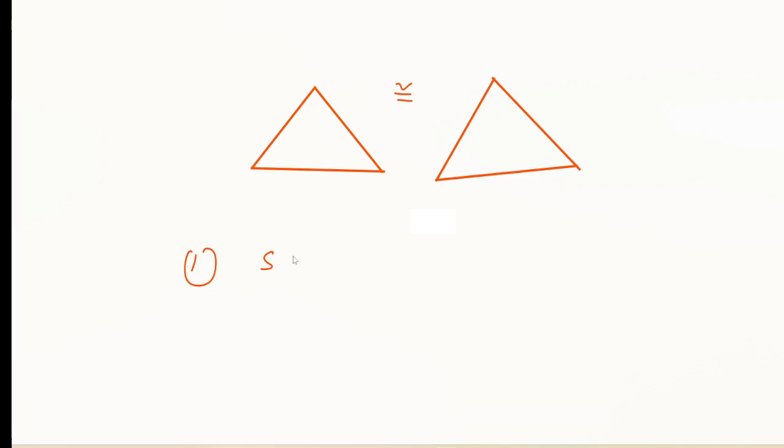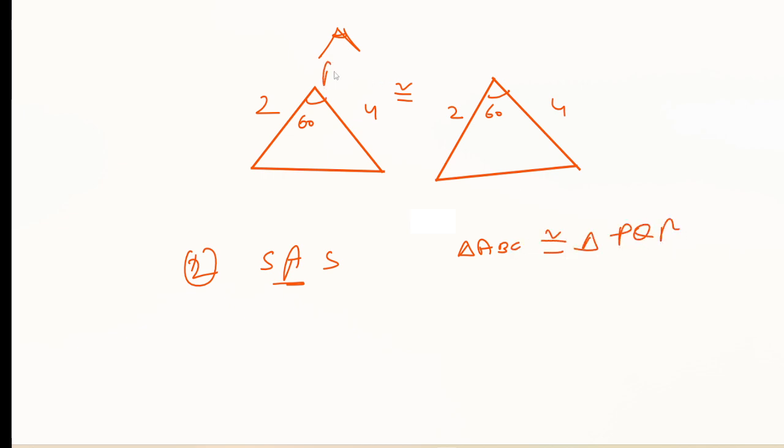If two sides and one angle are equal, okay, side, angle, side. So this is the second rule. Suppose this is 2, this is 2, this is 4, this is 4, and this angle is 60 degrees, this angle is 60 degrees. The angle should be included between these two sides. Like you can see, this angle is between these two sides, right? So side, angle, side, we can say that triangle ABC is congruent to triangle PQR if this is A, B and C. This is C, sorry. This is P, Q and R.